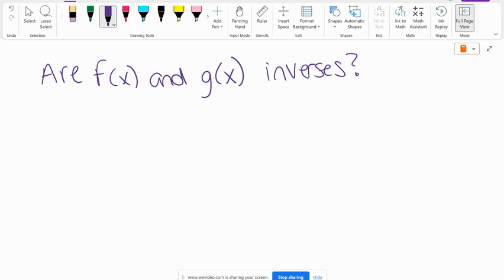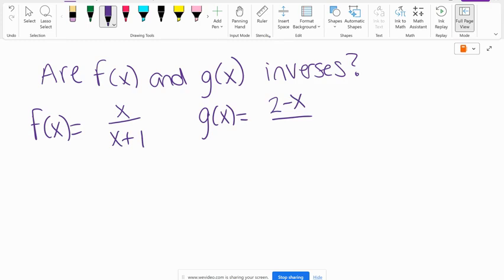Okay, guys. If we're trying, Nico, we have to review. If I'm asking you, are f of x and g of x inverses? Let me give you them. F of x is equal to x over x plus 1, and g of x is equal to 2 minus x over x. I'm just making things up. So if they are inverses, what do we need to show?